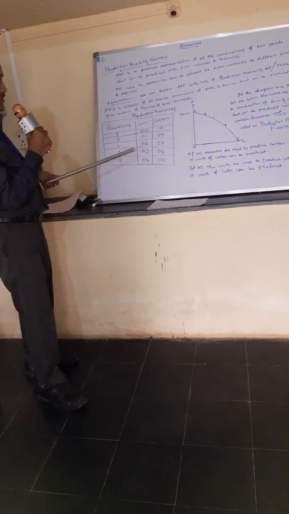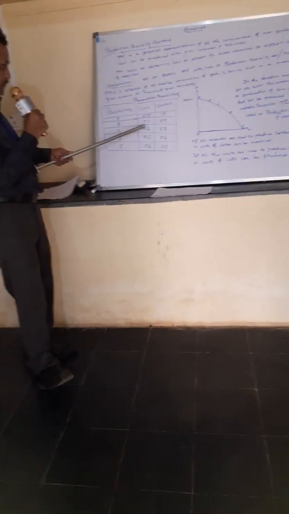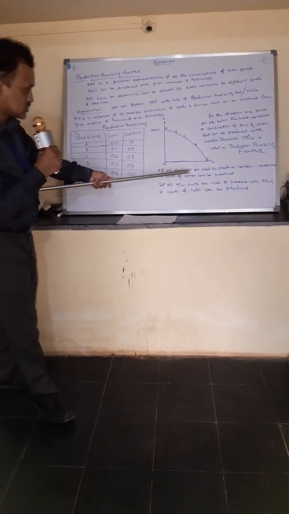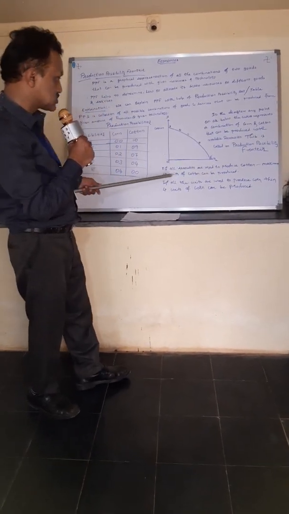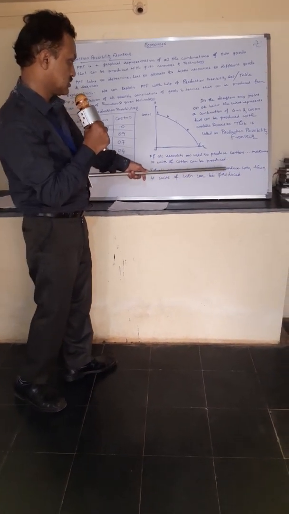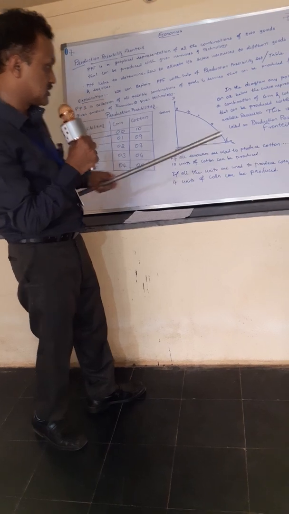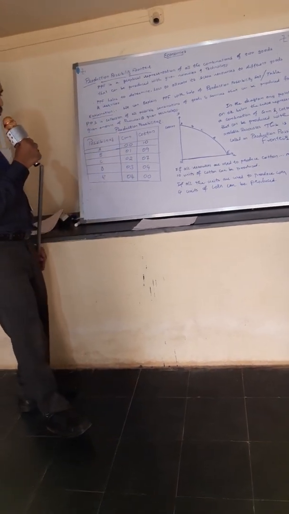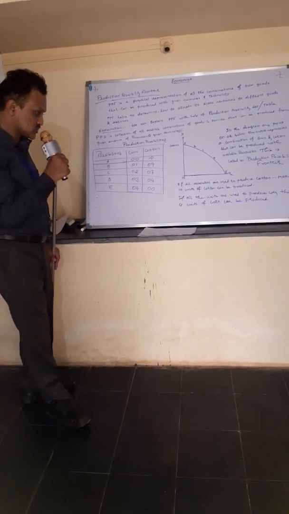Apart from this, if all the resources are used to produce cotton, a maximum of 10 units of cotton can be produced, and if all the resources are used to produce corn, then a maximum of 4 units of corn can be produced.